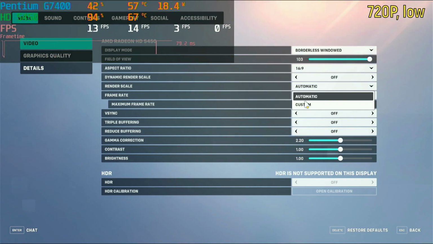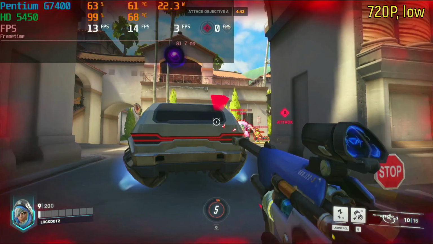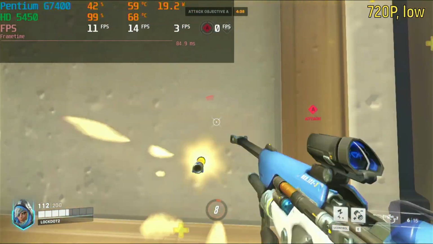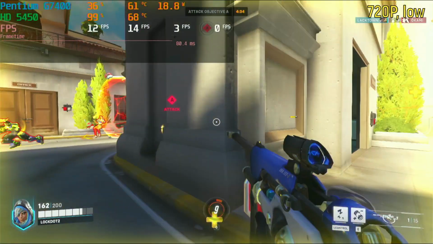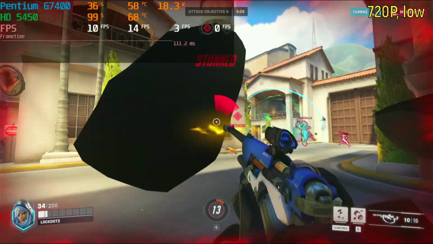Then I worked out what the render scale set to automatic actually did. So I set it to custom and had it at native 720p borderless. And it ran very bad. It was getting amazingly 12 frames per second. Yes, 12 frames per second at 720p.